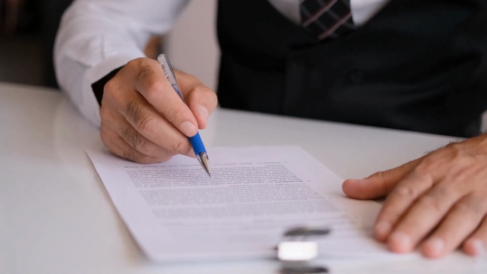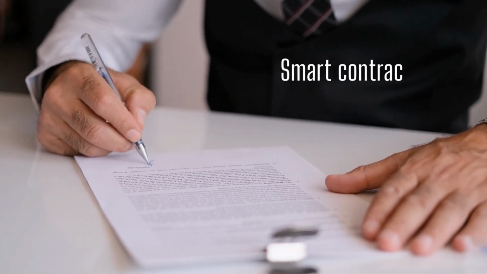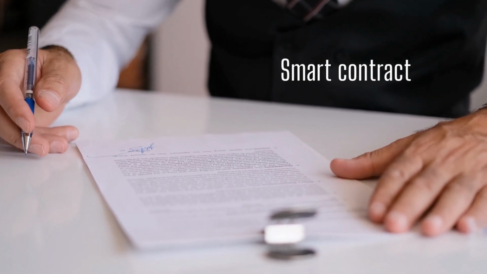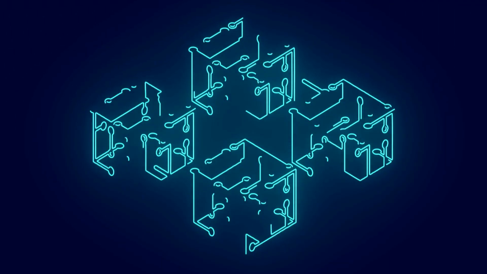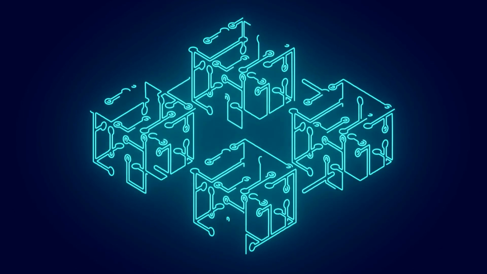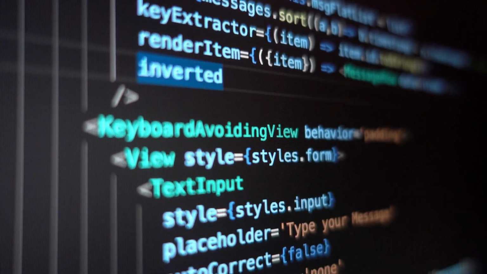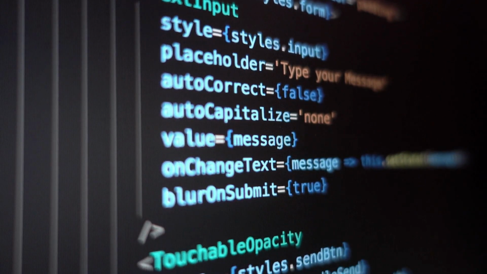When you hear the word smart contract, you might think of some kind of digital legal document that you can use in court or something out of a futuristic film. But smart contracts aren't that complicated once you break them down. They're basically computer programs that live on a blockchain and automatically execute when certain conditions are met.